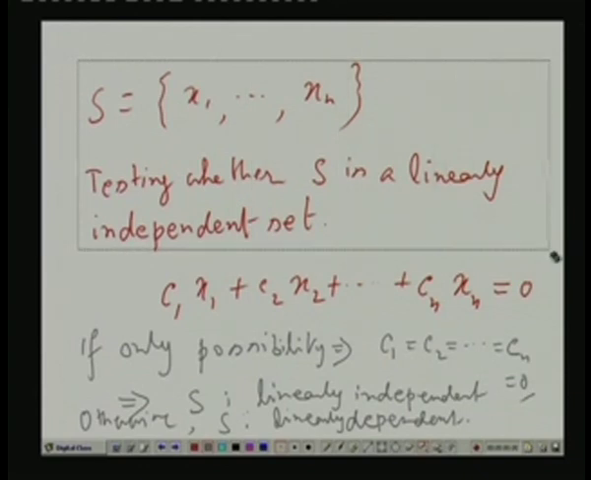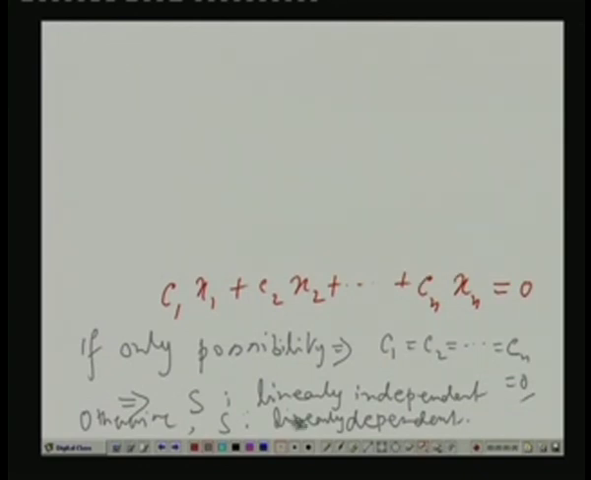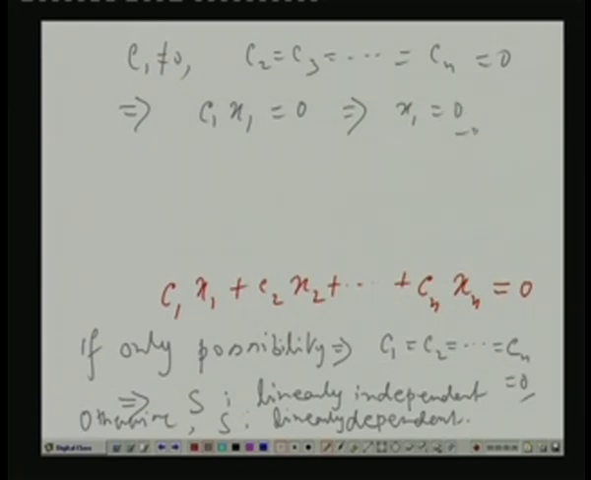So, just to verify this claim, suppose first only C1 is not equal to 0 and C2 equal to C3 equal to dot dot dot, say Cn equal to 0. What does it mean? This means C1 x1 is the 0 vector, and since C1 is non-zero, x1 has to be the 0 vector, that is, the 0 random variable. So, that means set S contains one variable which is a 0 random variable, which is x1.